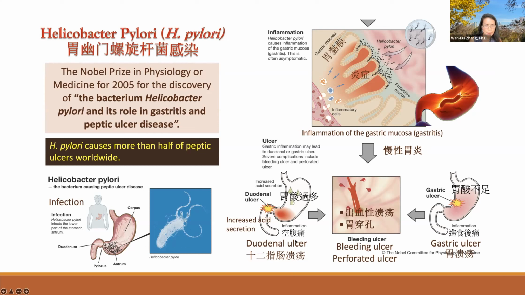There are two types of peptic ulcer. One is duodenal. Duodenal ulcer is usually more often in young people. It's stomach pain on an empty stomach. When there's no food, people may experience pain when they are hungry. It's too much acid production. And in older people, it's more often gastric ulcer. It's the pain after a meal due to lack of gastric acid.